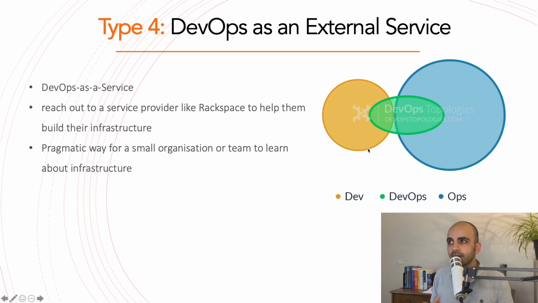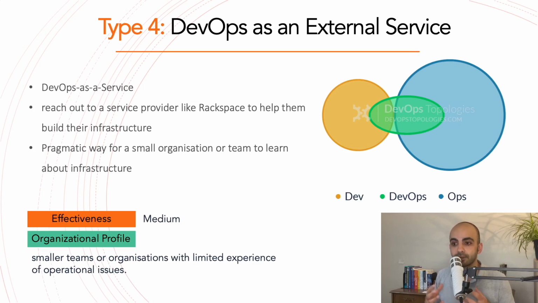Type 4, DevOps as an external service, so DevOps as a service. It's mainly for organizations that don't have the resources or money to have their own DevOps or ops team. They go to a service provider like Rackspace and ask them to provide the infrastructure. It's a pragmatic way for small organizations to have DevOps and ops. That is awesome, and they also get to start the journey toward DevOps maturity, which is a very good first step. We can say effectiveness is medium, and it's very good for small teams and organizations with limited experience with operational issues.